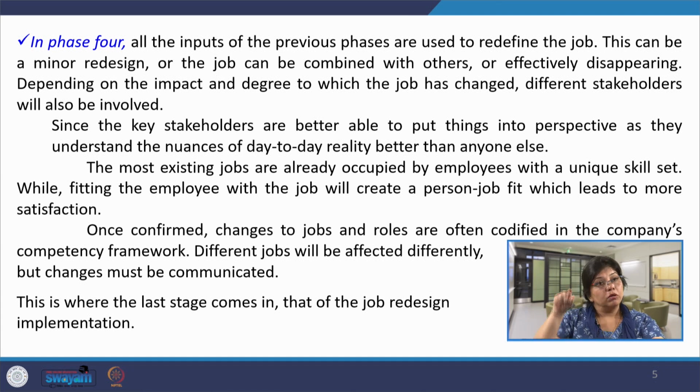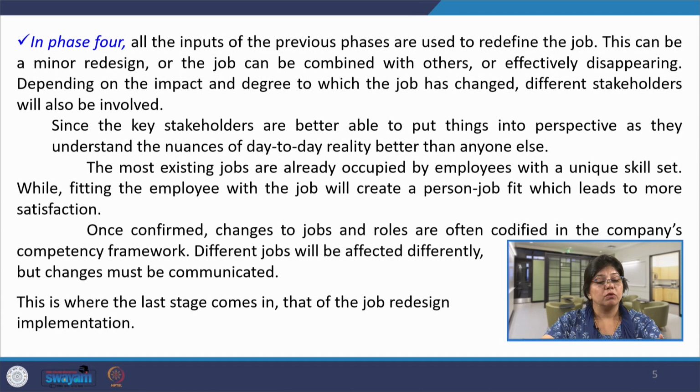So, when all the three steps are compiled together as an input in the form of changes, then at the fourth stage the organization can decide whether certain jobs have to be combined, that is reassembled, or maybe certain jobs will disappear. So, this entails minor redesigning of the jobs, which can be either combined or effectively disappearing, which will have an impact on the degree to which the job has changed.